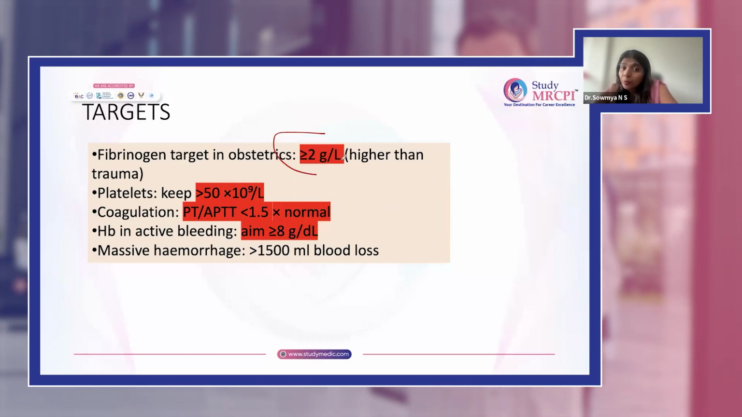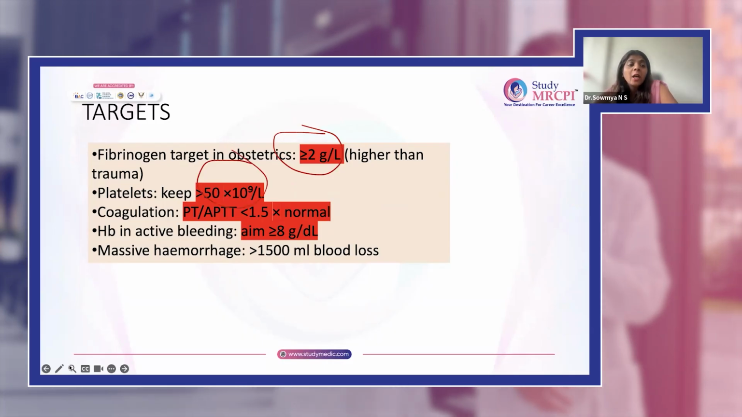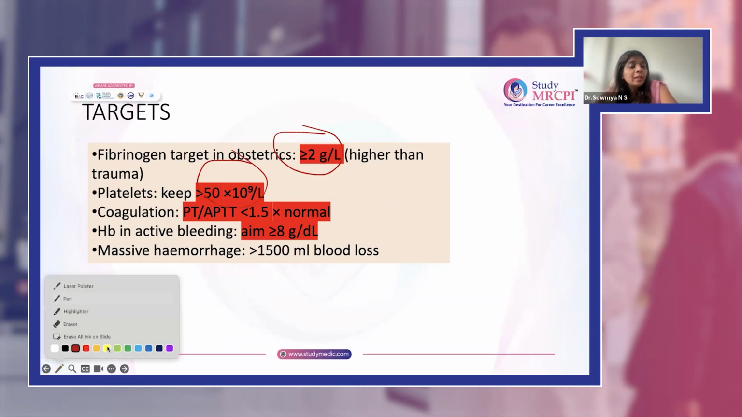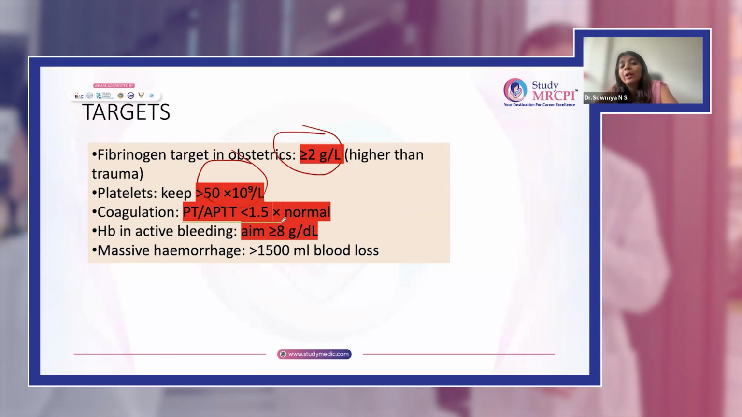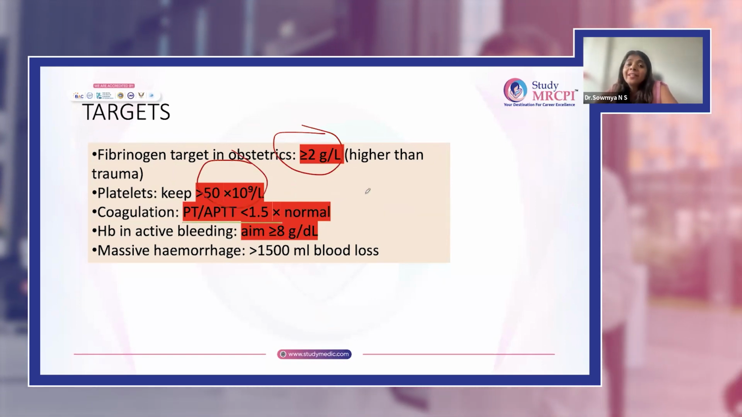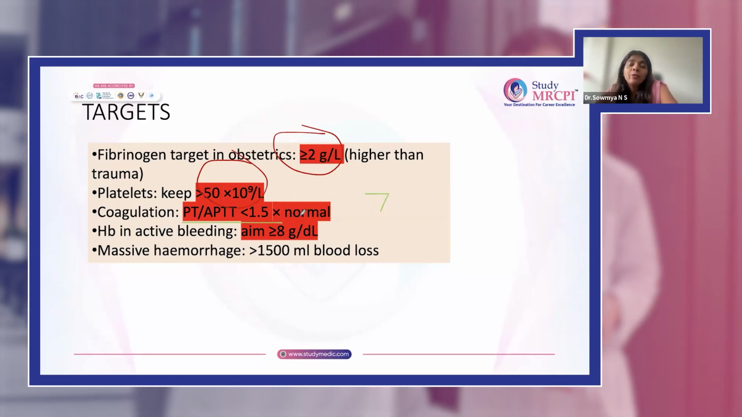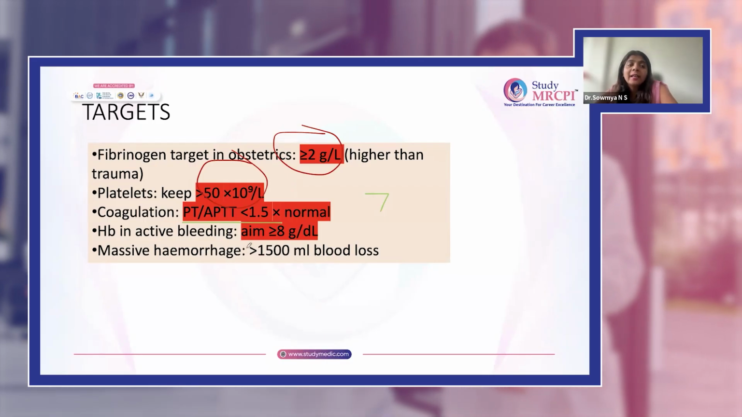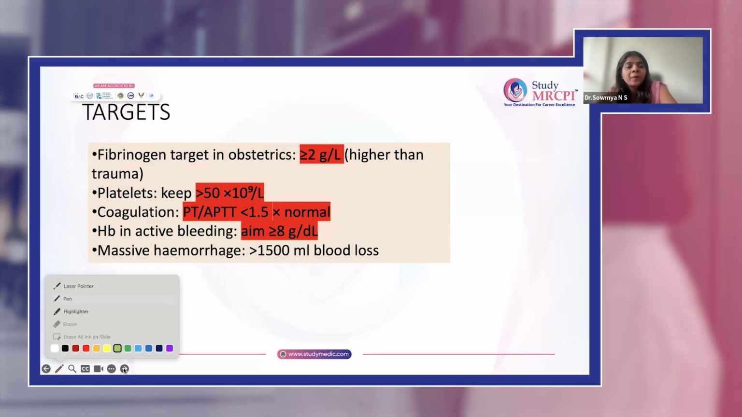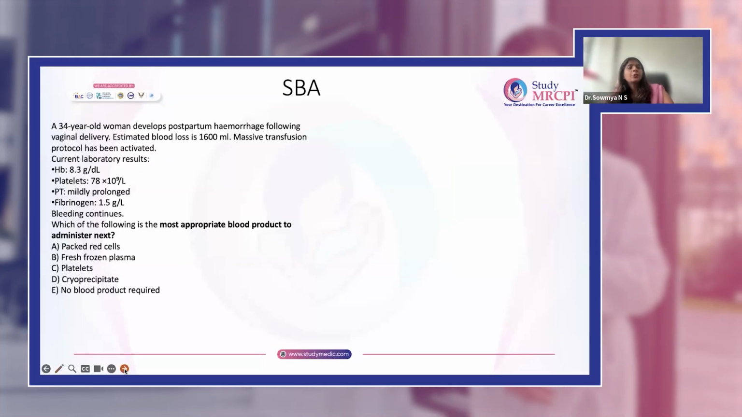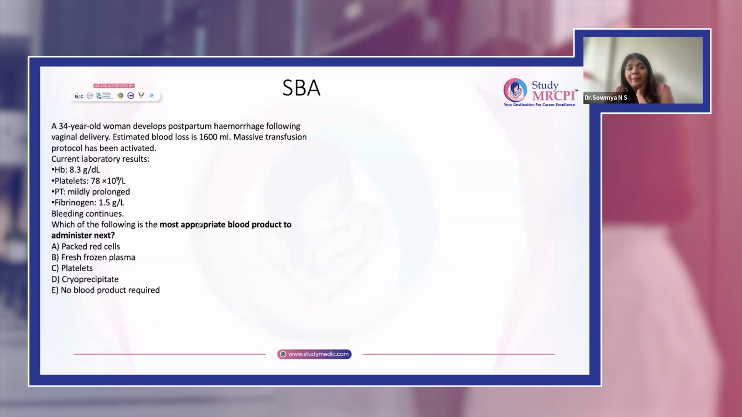Fibrinogen more than or equal to 2 gram. Platelet should always be maintained more than 50. Coagulation profile like PT and APTT should be less than 1.5 times the normal. If it is prolonged, it becomes more than 1.5. Hemoglobin in active bleeding, you always aim at keeping more than 8. And of course, massive hemorrhage, you call more than 1500 ml.